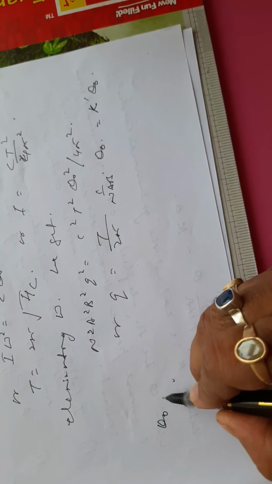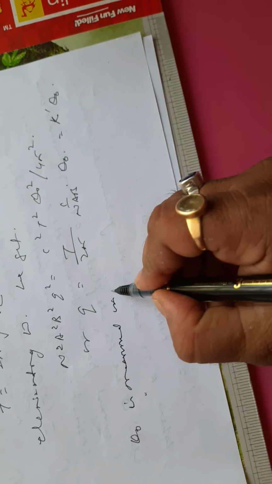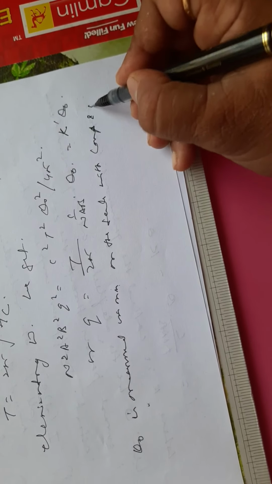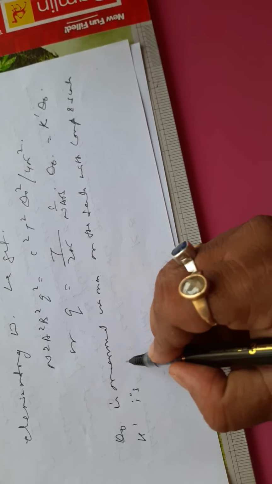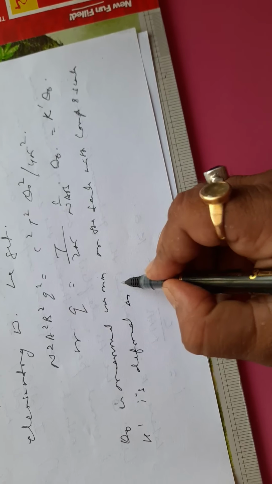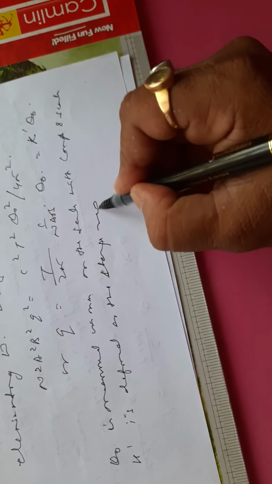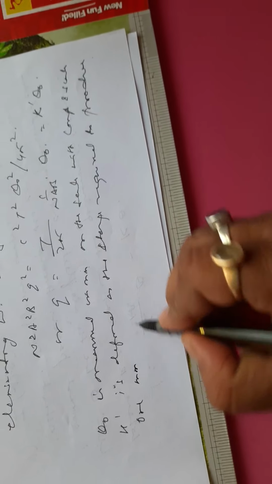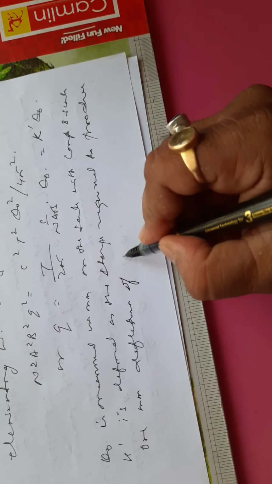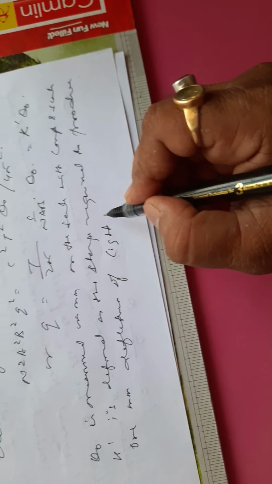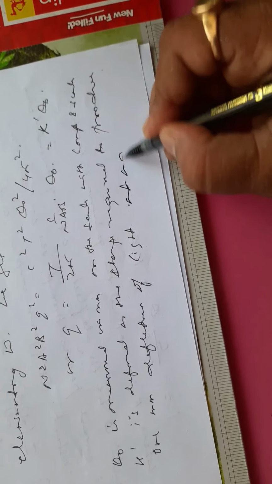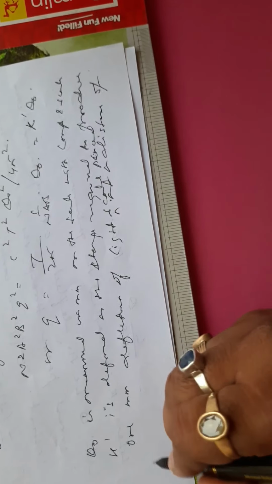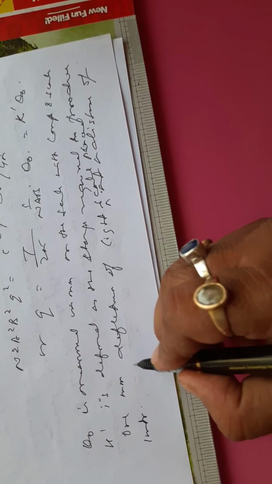If theta naught is measured in mm on the scale with a lamp and scale arrangement, then K prime is defined as the charge required to produce 1 mm deflection of light reflected from the mirror attached to the suspension wire, on a scale placed at a distance of 1 meter. This will be known as the figure of merit of the galvanometer.